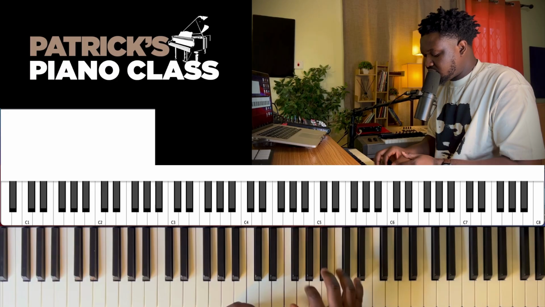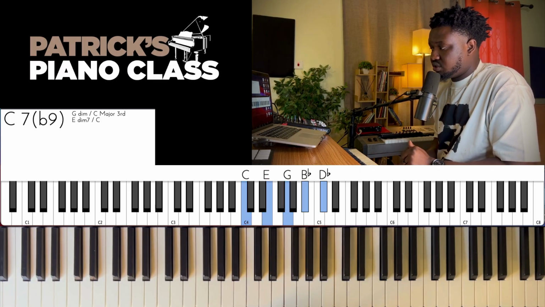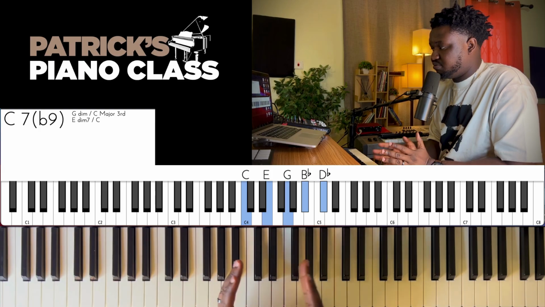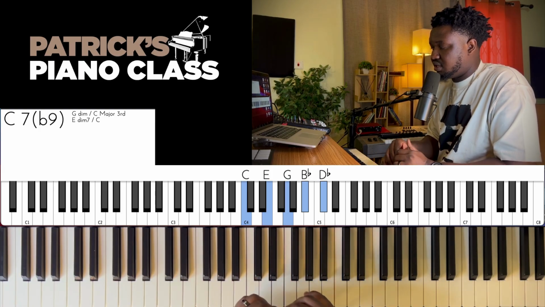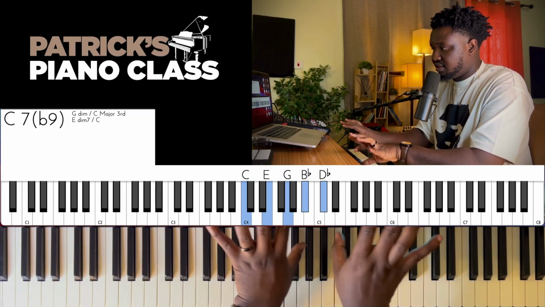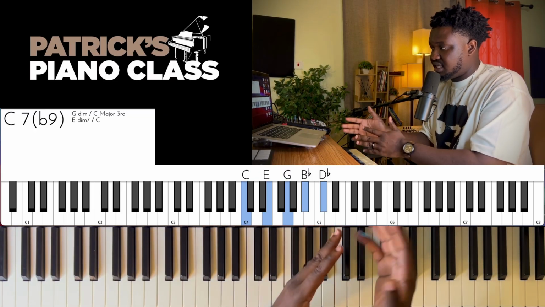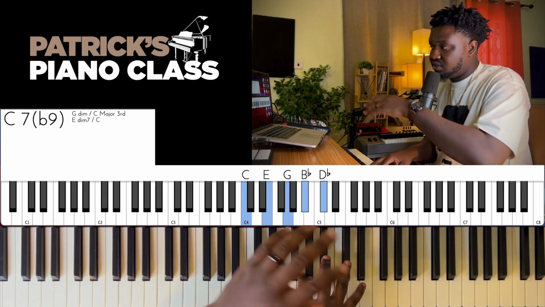Now, let's look at this. The diminished and the whole tone scale is termed as symmetrical scale because of the nature of the interval with which they build the scales. All right, the intervals are very even and the same. So whatever you get on the first two, it's just going to repeat itself.